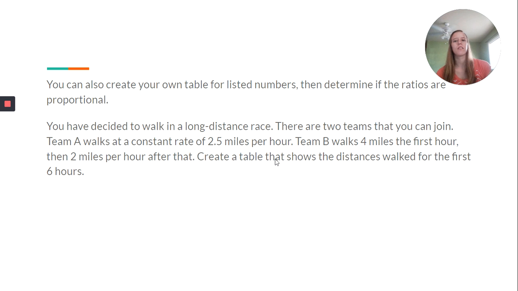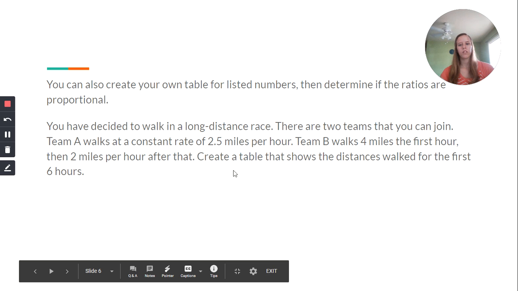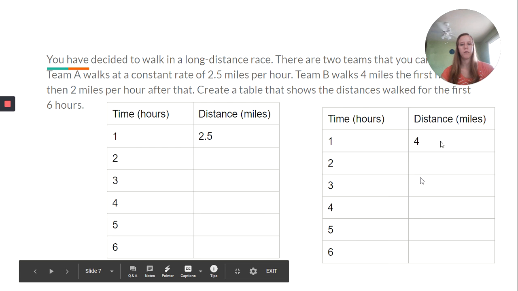So you can also create your own table for the listed numbers to then determine if the ratios are proportional or answer other questions. So we have decided to walk in a long distance race. There are 2 teams that you can join. Team A walks at a constant rate of 2.5 miles per hour. Team B walks 4 miles the first hour, then 2 miles per hour after that. Create a table that shows the distances walked for the first 6 hours. Okay, so we'll go to the next one and see what our table starts with.